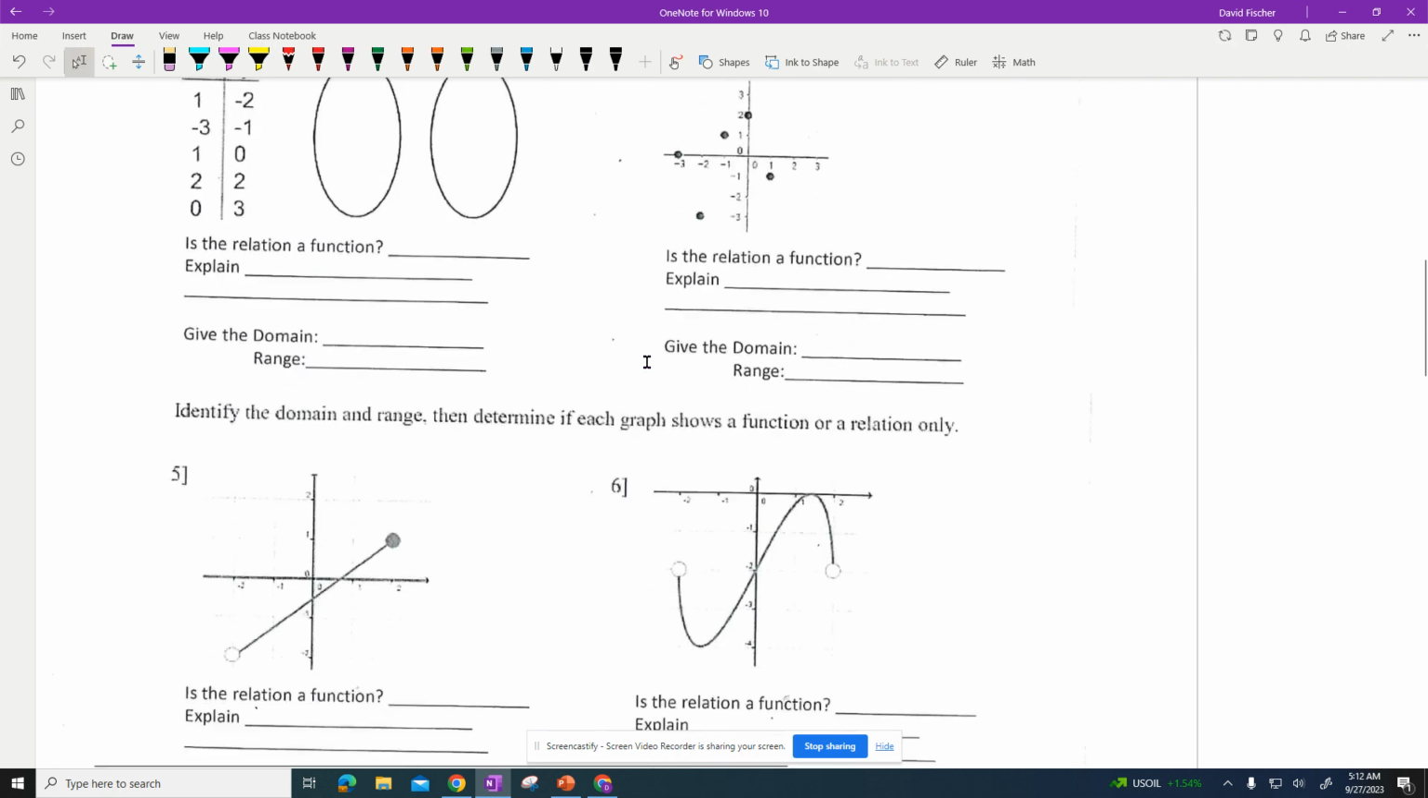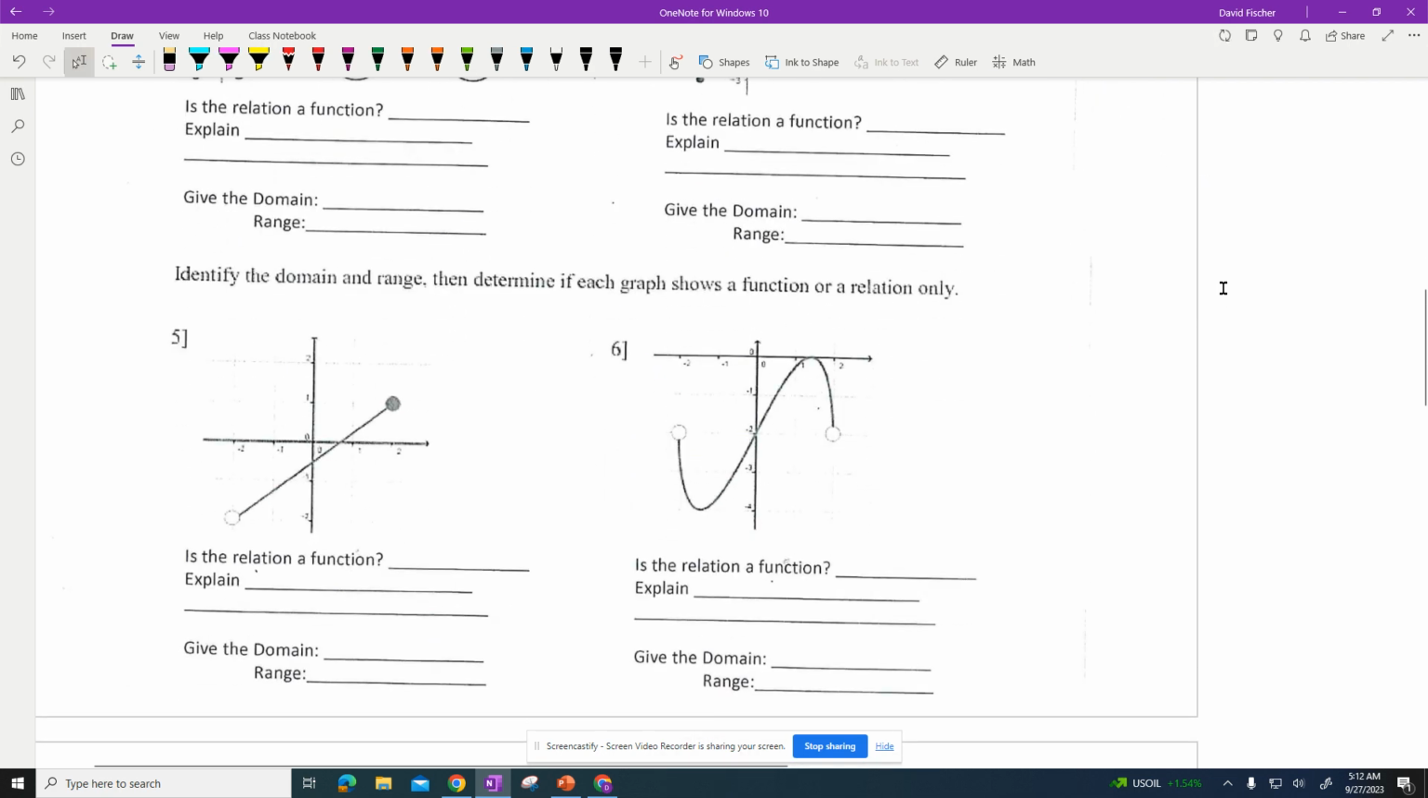We'll talk more in a little bit, but I want to see how you do on 5 and 6. So pause your video and then come on back and I'll have the answers here and show you some more about these problems.